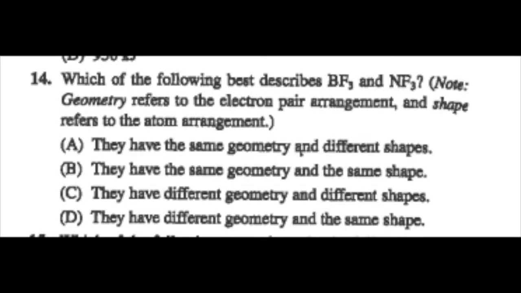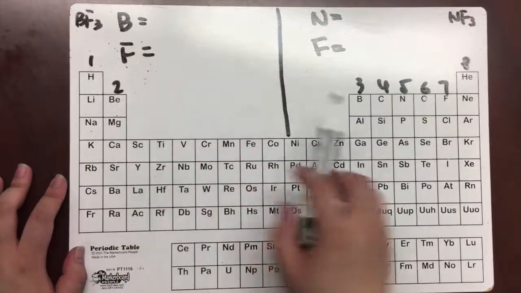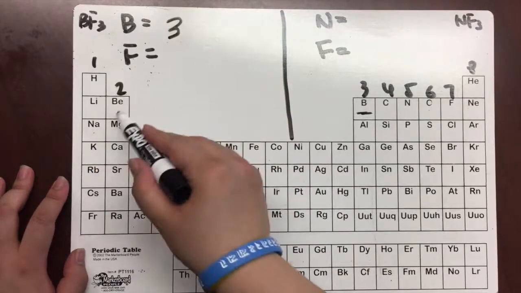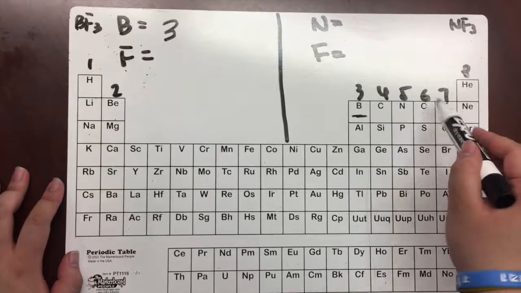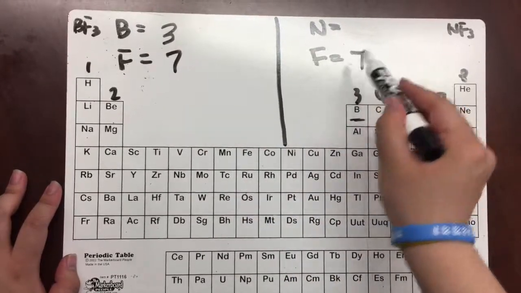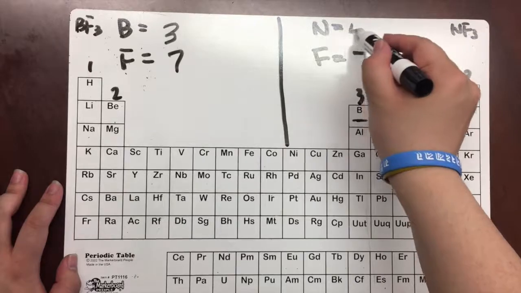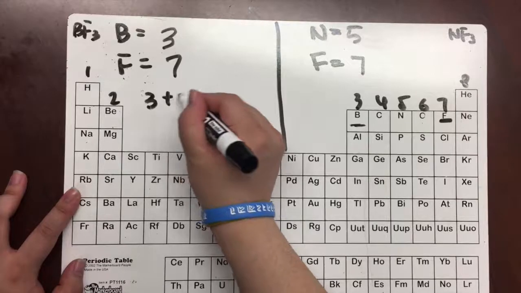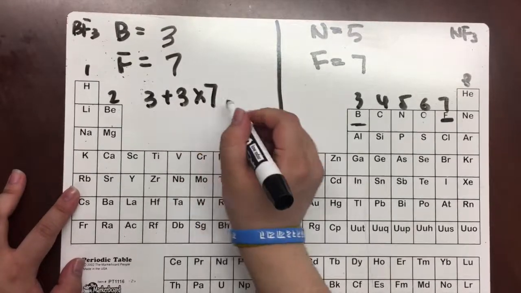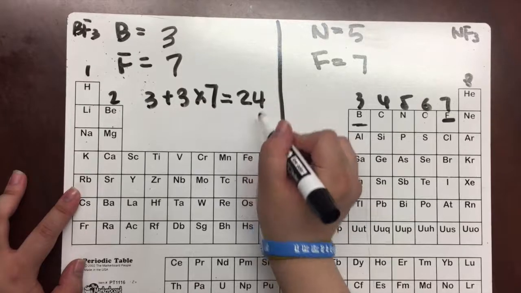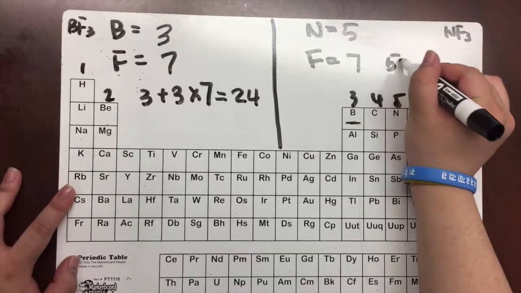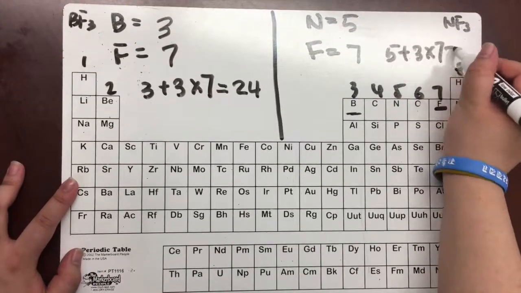Which of the following best describes BF3 and NF3? First, we need to figure out the valence electrons of each element in the compound. For B, there are 3 valence electrons, and for F, there are 7 electrons, and both compounds contain F, so we also write F on the other side. And nitrogen has 5 electrons. What we need to do now is to calculate the electrons in each substance. There are 24 valence electrons in BF3 and 26 valence electrons in NF3.